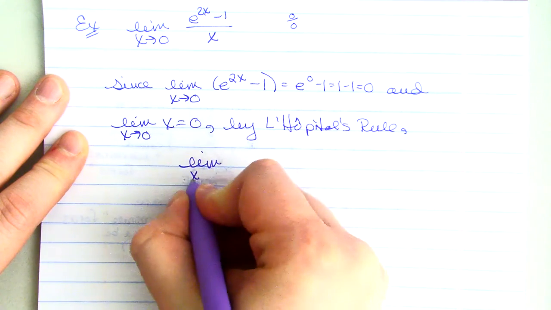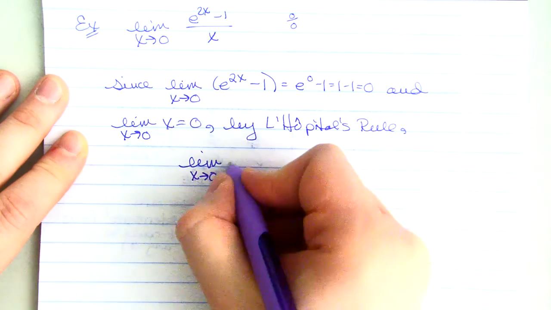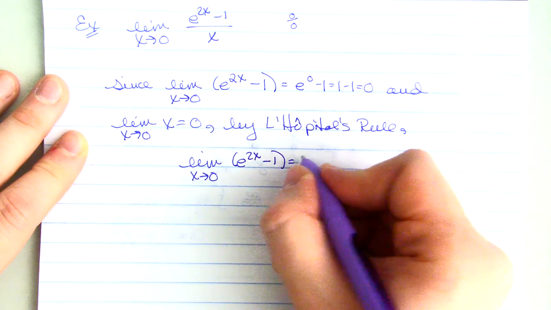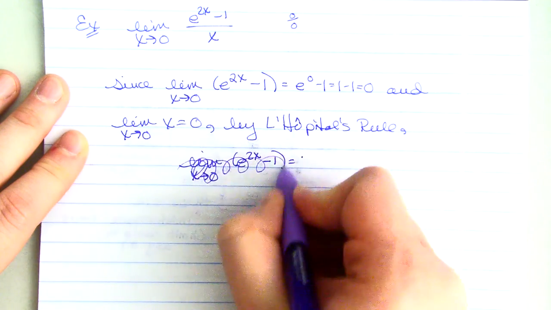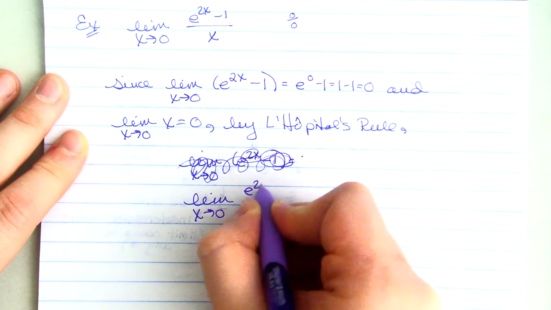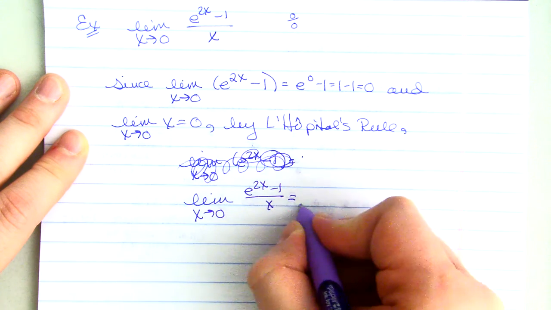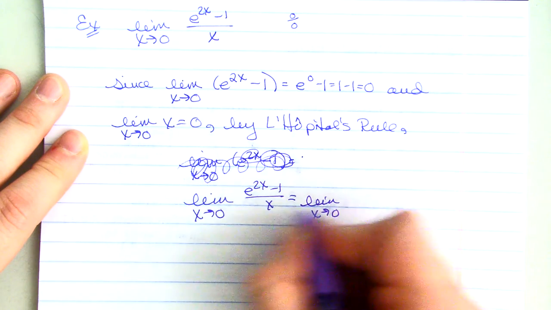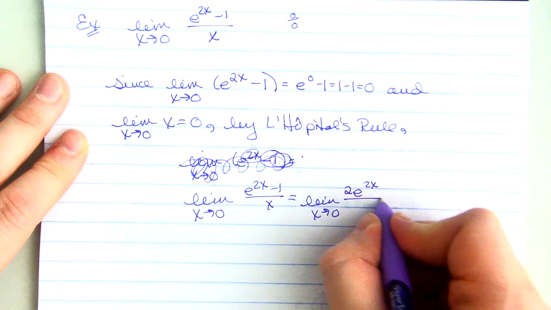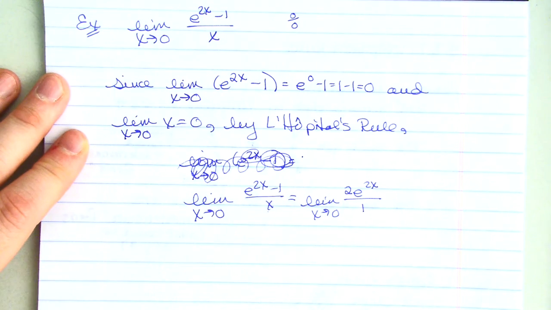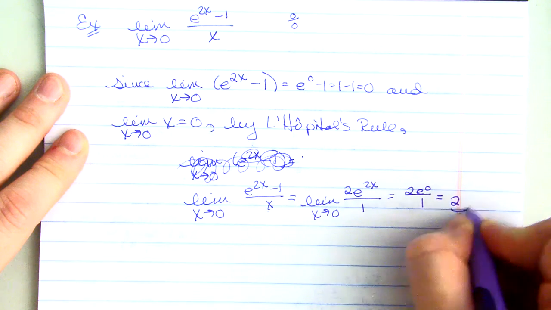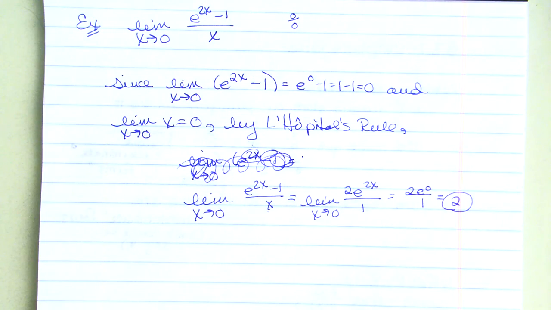The limit as x approaches 0 of e to the 2x minus 1 over x equals... Okay. The derivative of the top, derivative of e to the 2x is e to the 2x, but by chain rule times 2, derivative of minus 1 is 0. Derivative of x is 1. Plug in? Absolutely. 2e to the 0 over 1, you're going to get 2. Your limit is 2.